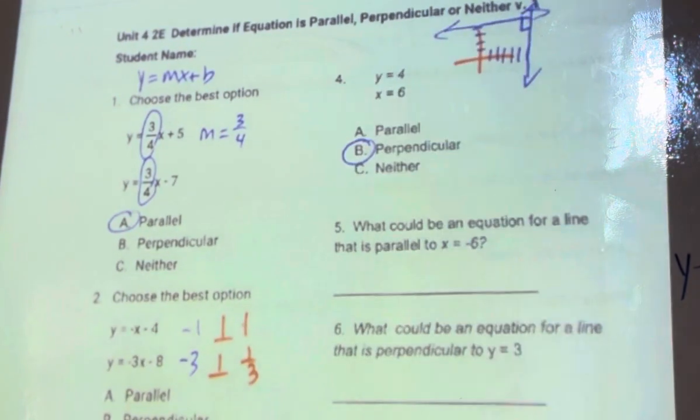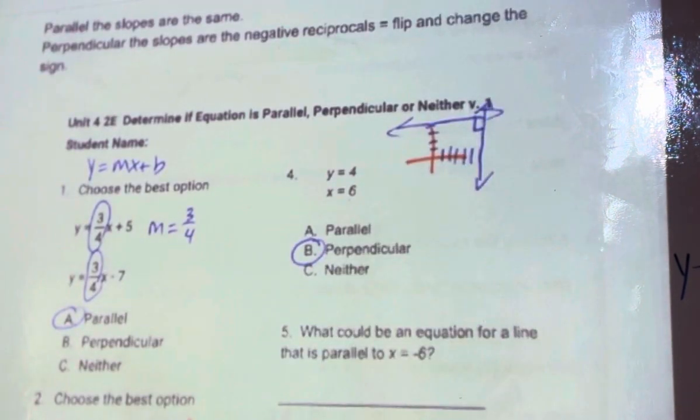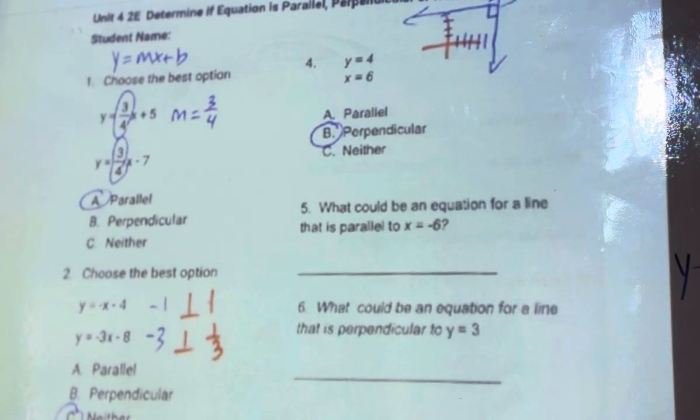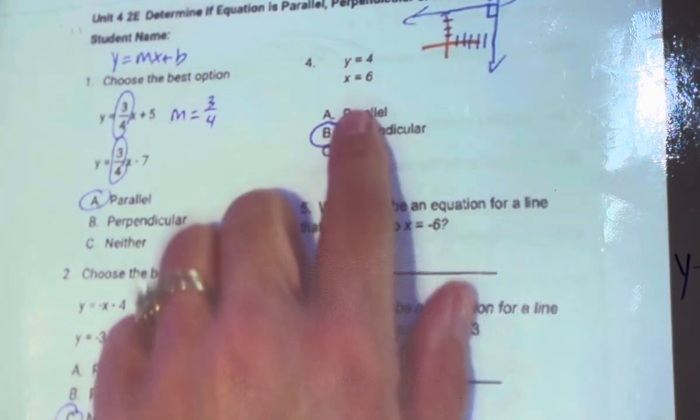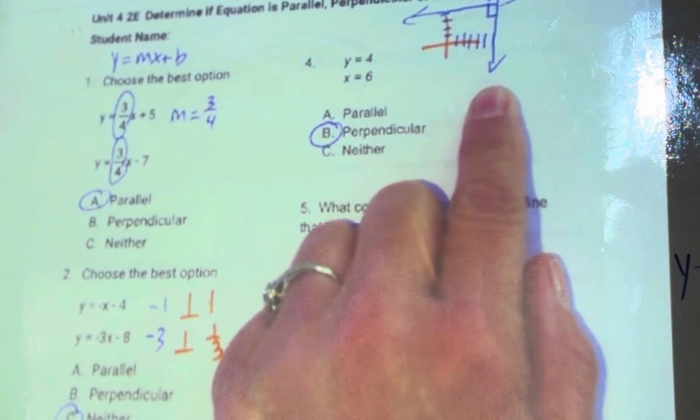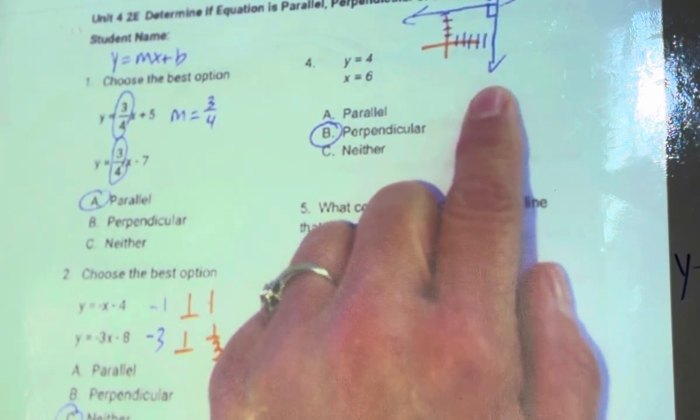Okay, number 5. What could an equation be for a line that is parallel to x equals 6? If it's parallel, that means the slopes are the same. What's the slope of that line? I heard stuff. I just can't distinguish what y'all said. That's not the slope. So this is x equals 6. What kind of line is that? Vertical. What's the slope of a vertical line?